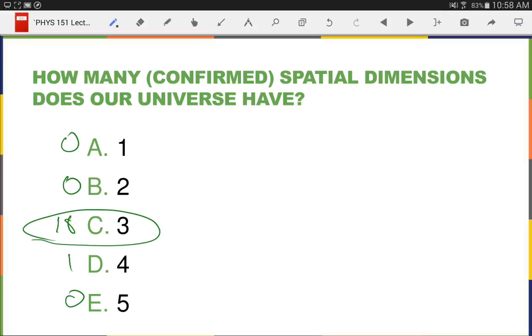Now, I said spatial dimensions because we believe we live in 4 dimensions. 3 are spatial. What's the last one? Person who put 4, what's the last one? Time. Time is the last of the dimensions, but it's not a spatial dimension, it's a temporal dimension. So 3 spatial dimensions, 1 temporal dimension. The time dimension doesn't have a direction to it like the others.